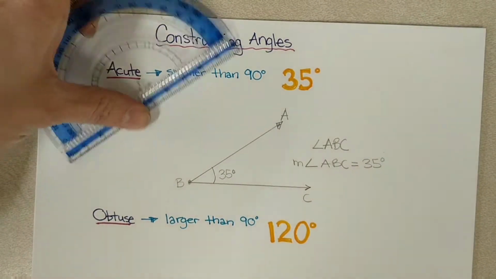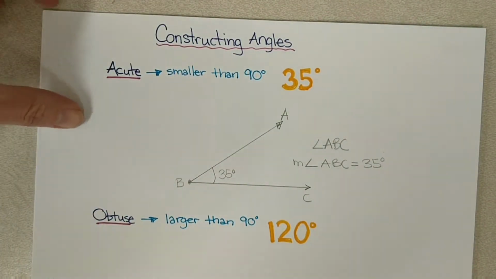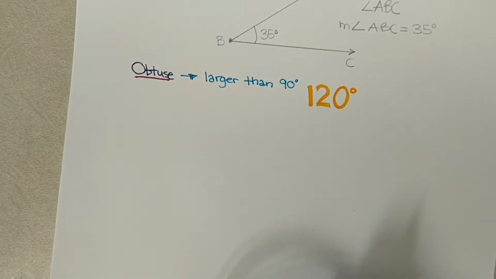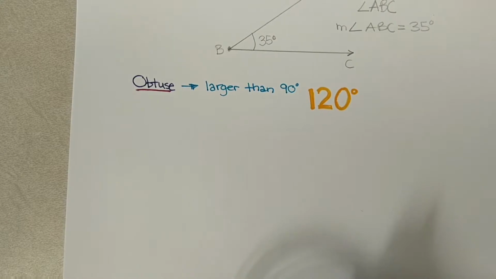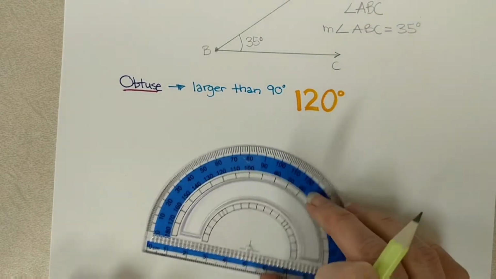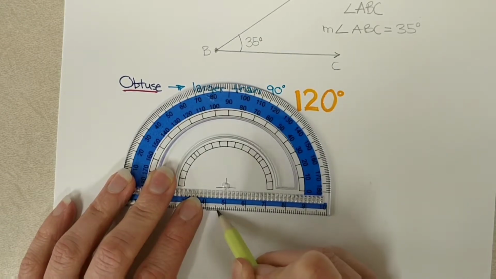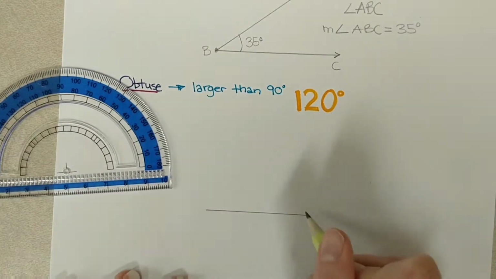So we'll do one more example. This time we're going to draw a larger angle, so an obtuse angle, which is an angle that is larger than 90 degrees. We'll start with the same first step. We're going to draw our ray.